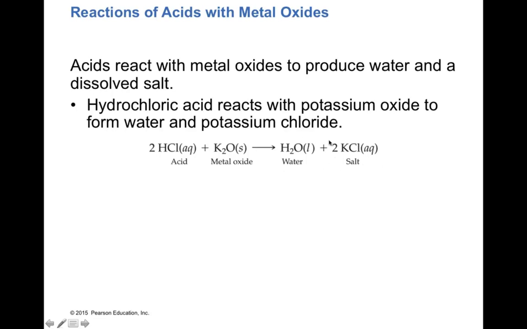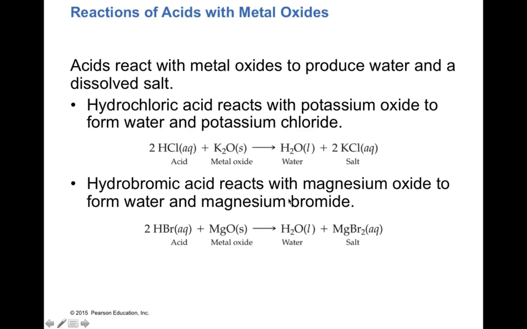The products of neutralizations are basically water and salt. Hydrobromic acid reacts with magnesium oxide to form water and magnesium bromide. The same reaction: a metal oxide with an acid will produce water and the salt.